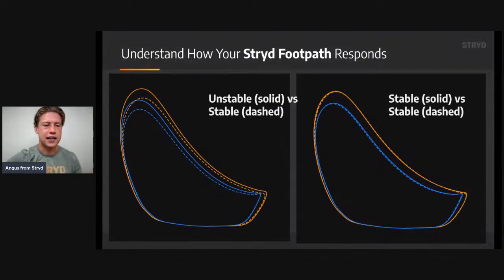and here's a side-by-side comparison of that difference I just talked about, that unstable footpath versus the more stable footpath later in the run. That's looking at the first and third rep on the left side and then the second and third rep on the right side.